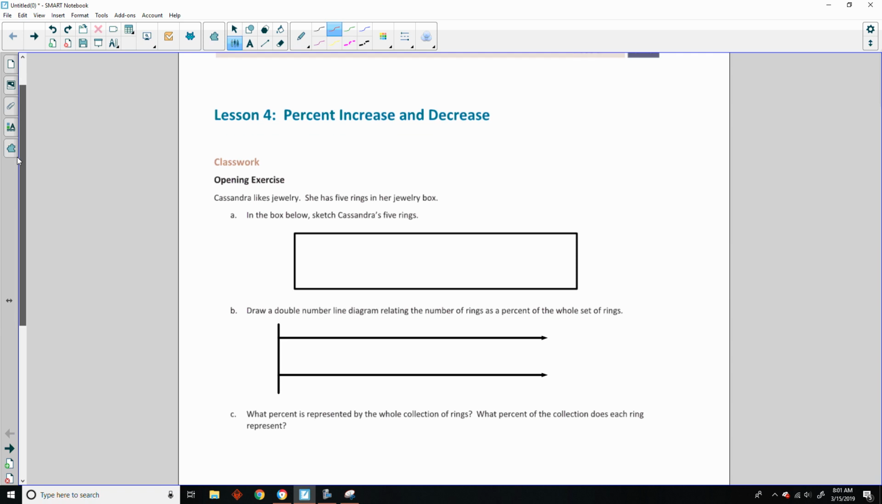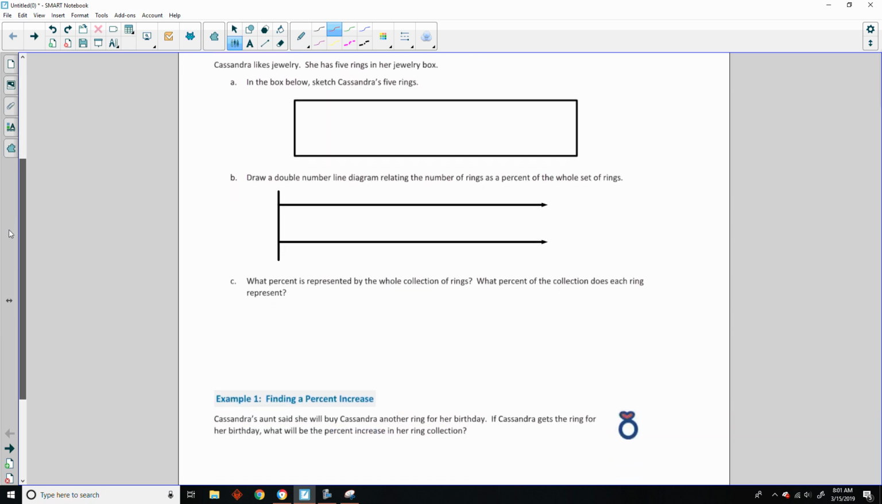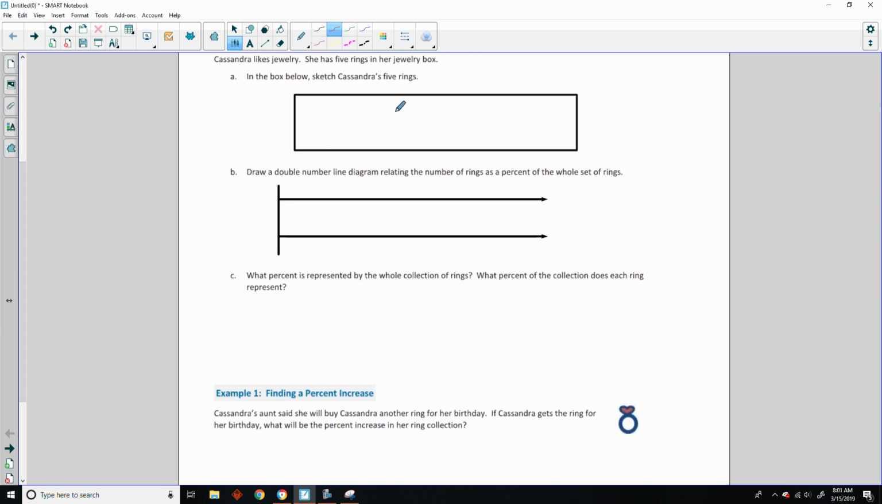Classwork opening exercise. Cassandra likes jewelry. She has 5 rings in her jewelry box. In the box below, sketch Cassandra's 5 rings. Okay, since this is not art class and I'm not an artist, I just copied these in. Here's 5 rings.